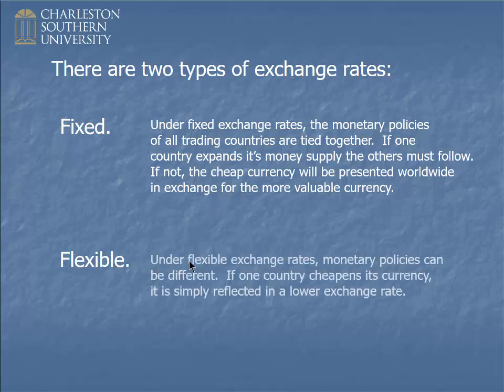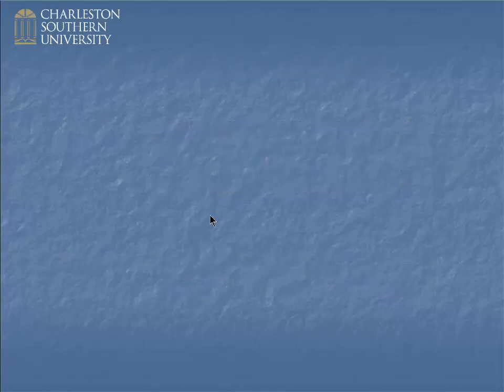On the other hand, under flexible exchange rates, that doesn't happen. Under flexible exchange rates, monetary policies can be different, and if one country decides to debase its currency, I'm kind of on my soapbox a little bit, but if one country decides to debase its currency or cheapen its currency, it's simply reflected in a lower exchange rate. That can't happen up here because the exchange rates are fixed.